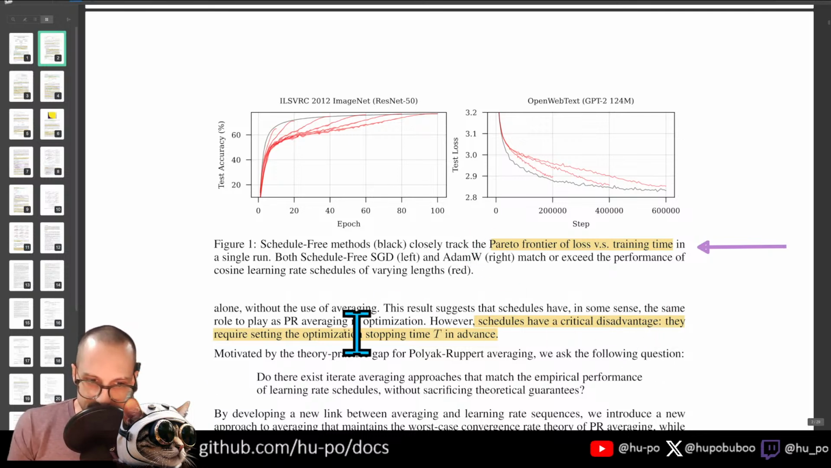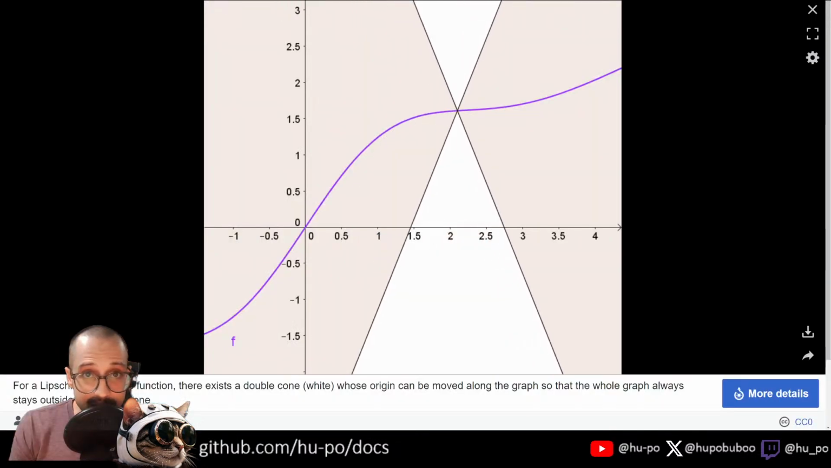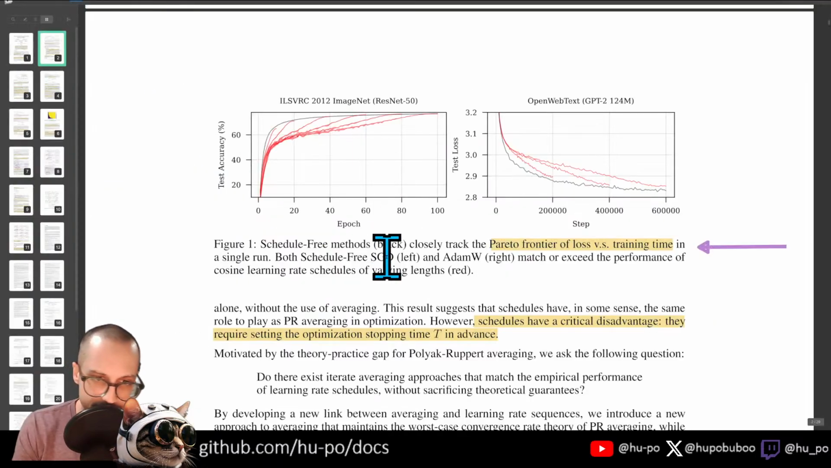Schedules have a critical disadvantage. They require setting the optimization stopping time T in advance, which is just another way of kind of saying that you need to kind of pick these little hyperparameters, right? So when are you going to stop this, right? So for the step scheduler, why 200 epochs, right? Like what if you chose 100 epochs? What if every 5 epochs you change the learning rate, right? You have to kind of pick this random hyperparameter.